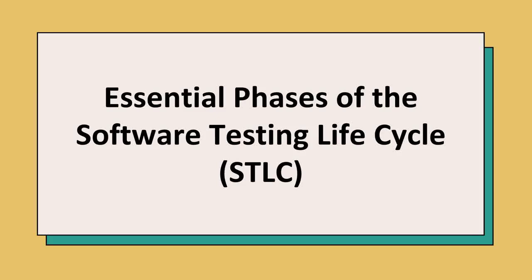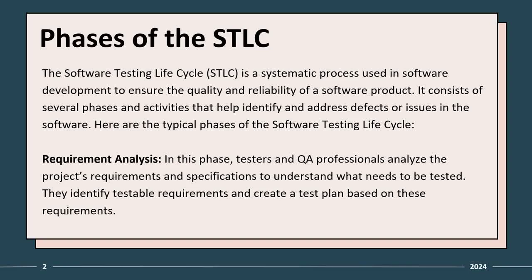Essential phases of the software testing lifecycle. STLC. Phases of the STLC. The software testing lifecycle, STLC, is a systematic process used in software development to ensure the quality and reliability of a software product. It consists of several phases and activities that help identify and address defects or issues in the software. Here are the typical phases of the software testing lifecycle.